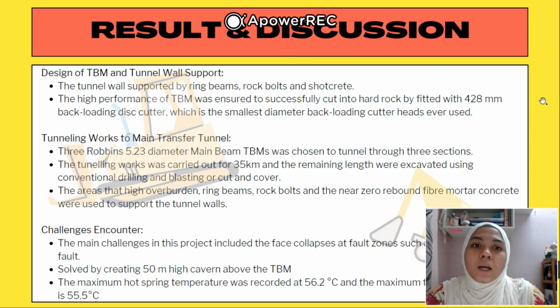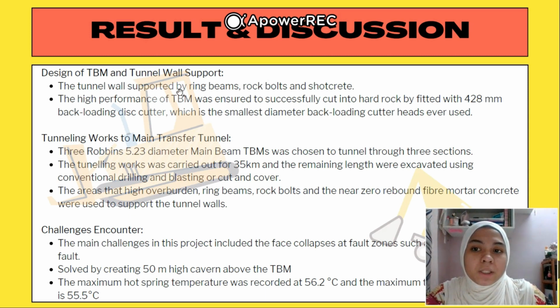So, as for the result of Pahang Selangor raw water transfer, it has been found that 2 designs have been used for this project, which are the tunnel boring machine and the tunnel wall support. For tunnel wall support, it has been found that the tunnel wall was supported by ring beams, rock bolts, and shotcrete.